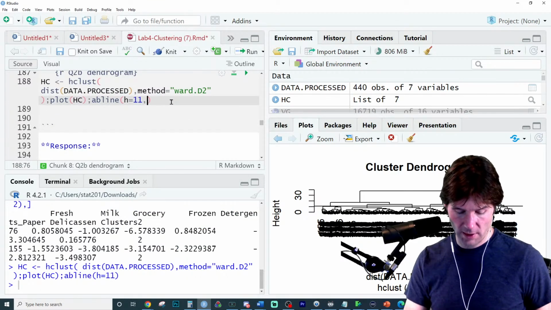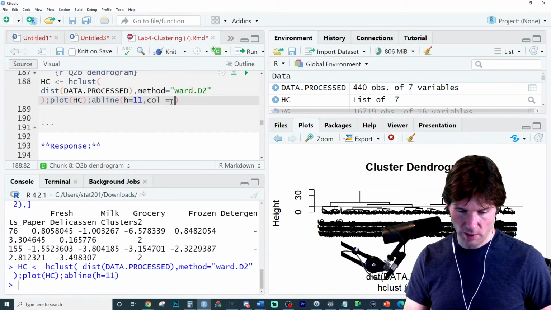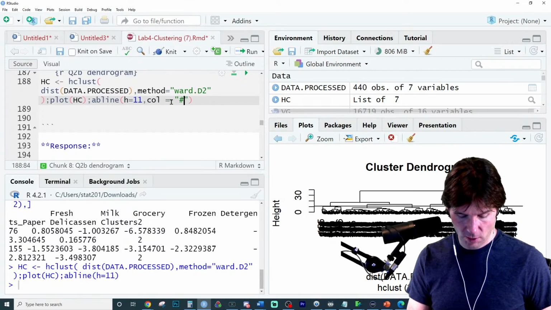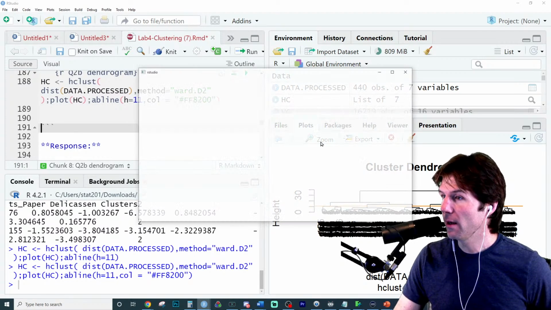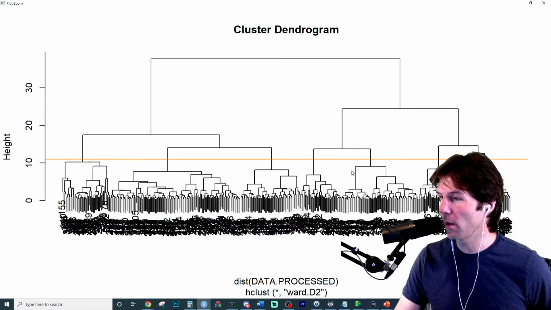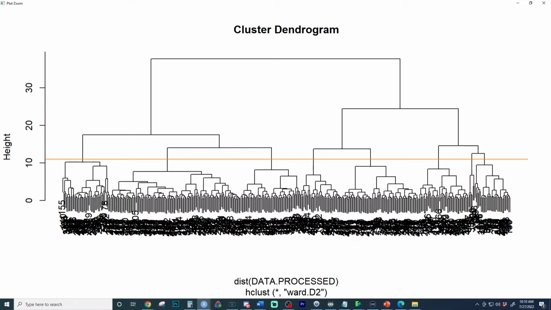We're going to add a color to this. Col equals hashtag, you know what we're doing, FF8200. There we go. Okay, I need your answer right here. How many clusters result from this? Oof. Oh, that's a hard one to look at. Oh, man. I don't want to tell you.